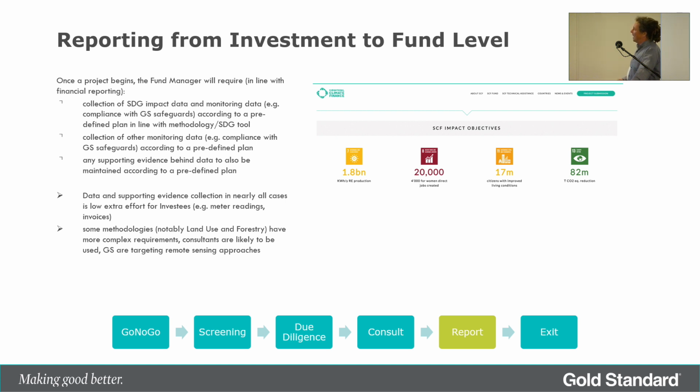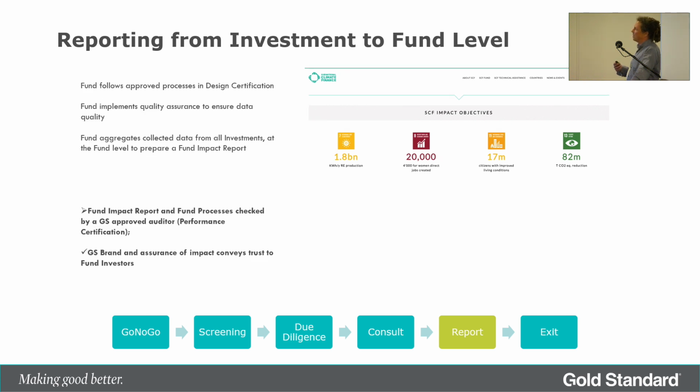So getting that information that is collected by investees back to the fund level in terms of reporting, again, this is something that is managed by the fund manager. And as I mentioned earlier, there is a documented set of processes that need to be followed. And so the fund manager, so Pegasus, in this example, need to follow all of those processes that eventually will be approved by a Gold Standard auditor. And really the idea of those processes would be to ensure that the data quality from investees is of an acceptable level.